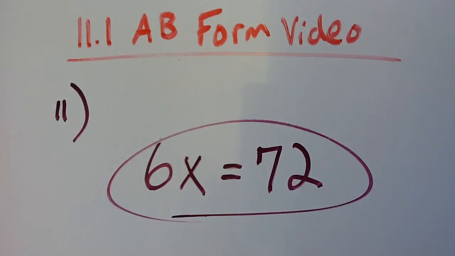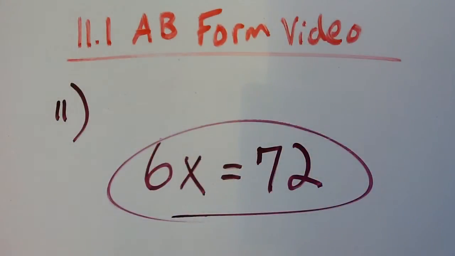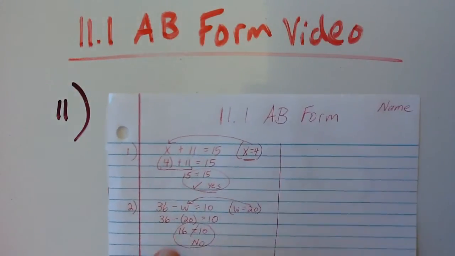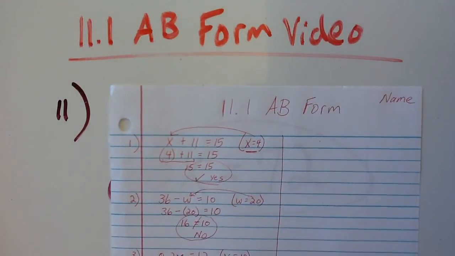If you finish this before class is over, submit the form and keep your work on lined paper. You will turn that in tomorrow. Then you will need to do MobiMax for the remaining period. So if you get done with the form and you've shown all your work, however much time is left, do MobiMax. And of course, if you need to work out problems in MobiMax, use your math notebook for that. Don't use the form work page to show work for MobiMax. Use a separate sheet for MobiMax.